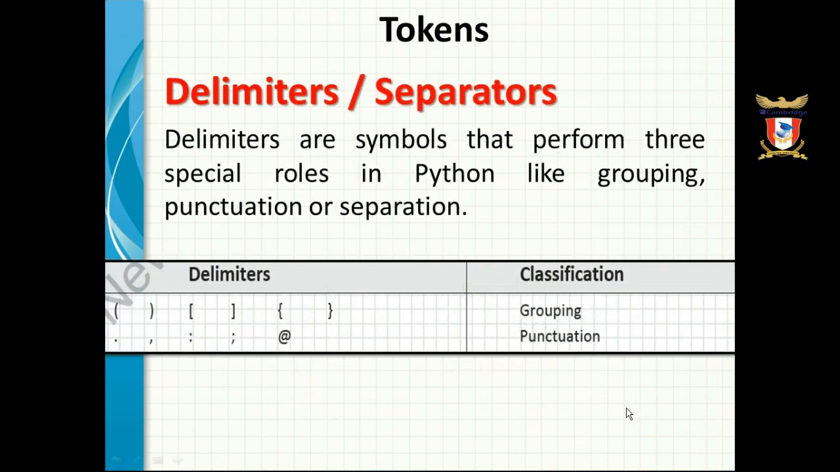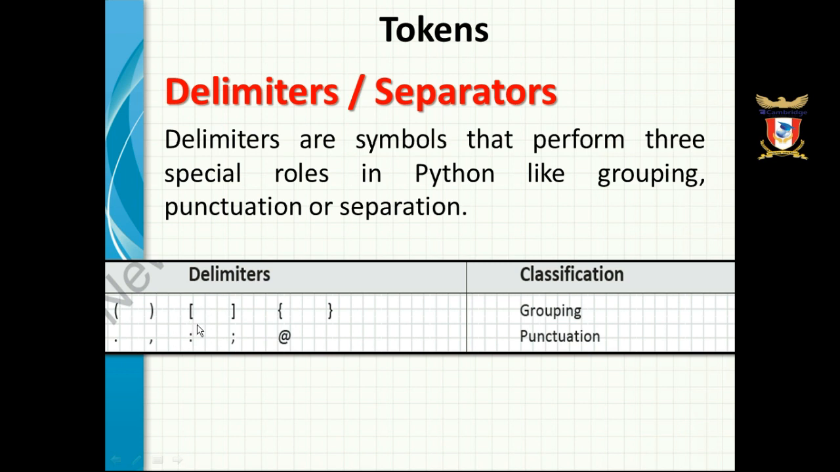After literals, we have delimiters and separators. A delimiter is a symbol that performs three special roles in Python: grouping, punctuation, and separation. That means any symbol used to perform separation, grouping or punctuation tasks is known as a delimiter or separator. For example, we have separators and delimiters like comma, semicolon, colon, round brackets, curly brackets.